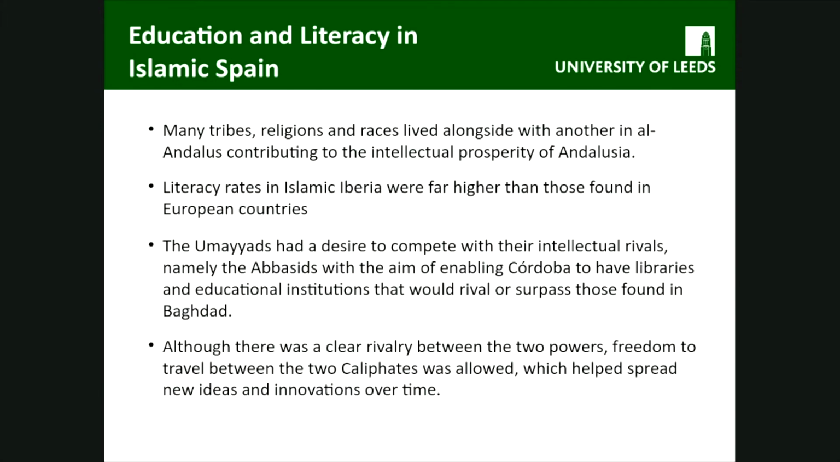So Cordoba and Baghdad were two cities that were aiming to square off with one another from an intellectual perspective, trying to outdo one another in terms of who could produce the most philosophers, who could publish the most books, and who could have the bigger libraries. So again, there was a friendly educational competition between Cordoba and Baghdad.